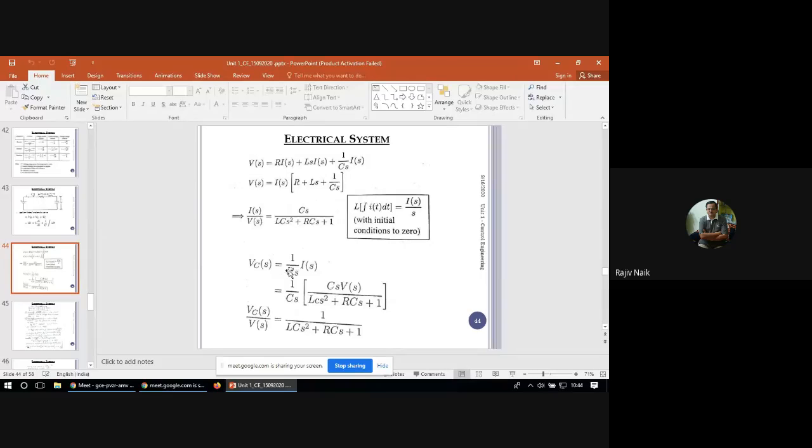After taking the Laplace transform, he has written, see here, 1 upon CS times I of S. So the I of S in this equation is replaced, and this CS and this CS get cancelled. So forget about it now. We will take up the next problem, and there we can explain it properly.